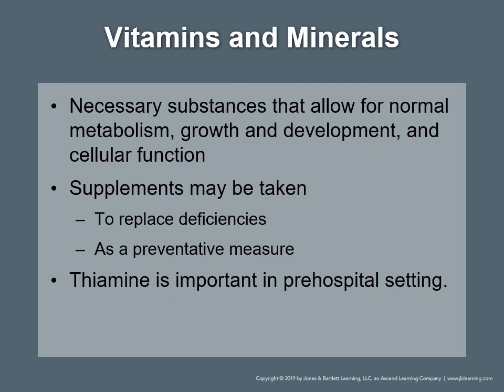Vitamins and minerals. These are necessary substances that allow for normal metabolism, growth and development, and cellular function. Patients may be taking vitamin and mineral supplements. They try to replace deficiencies and are used as a preventative measure. Thiamine is an important medication in the pre-hospital setting. It aids in converting carbohydrates into energy. People with alcoholism, among others, tend to be deficient in this vitamin.